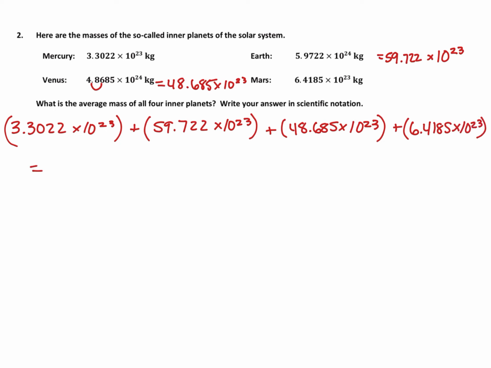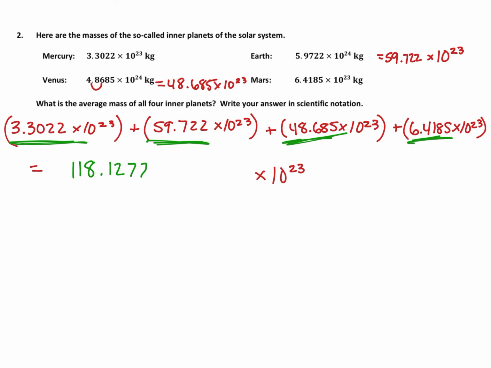When you add in scientific notation, you do not need to add the exponents on the 10s. You don't even have to worry about the 10s at all. They just stay times 10 to the 23rd power. The only thing that you do add is the piece out front. Okay, so when you add all those up, the 3, the 59, the 48, and the 6, you should get 118.1277. This is the total mass.